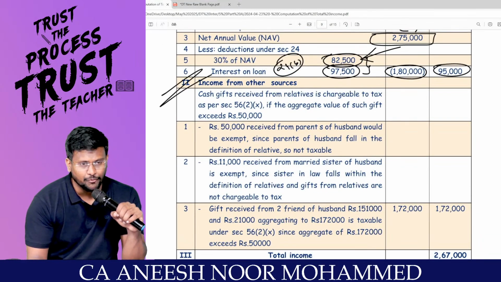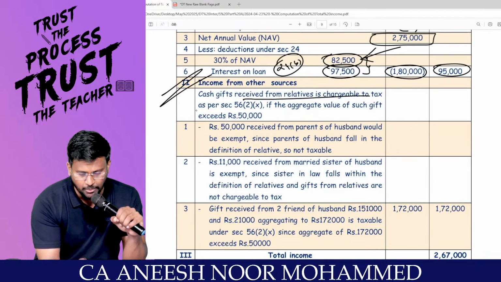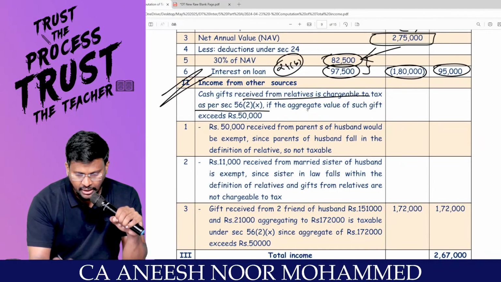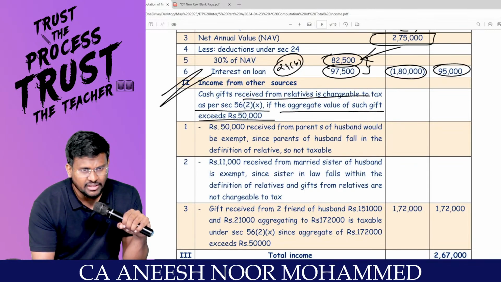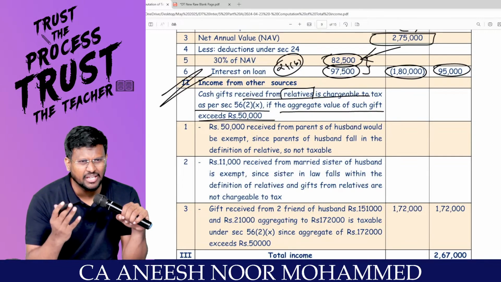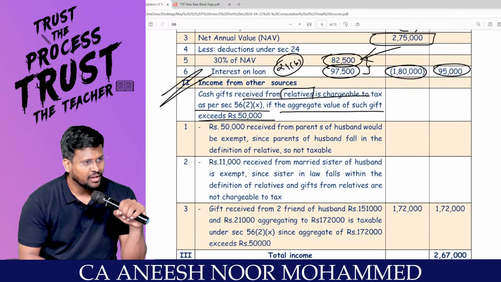Now coming to income from other sources, cash gift received from relative is chargeable to tax as per 56 subsection 2 clause 10. If the aggregate of such gift exceeds how much? 50,000. Wrong. Cash gift received from relative, sir, if any gift from relative is fully exempted, right? Yes, sir. Printing mistake, sir.